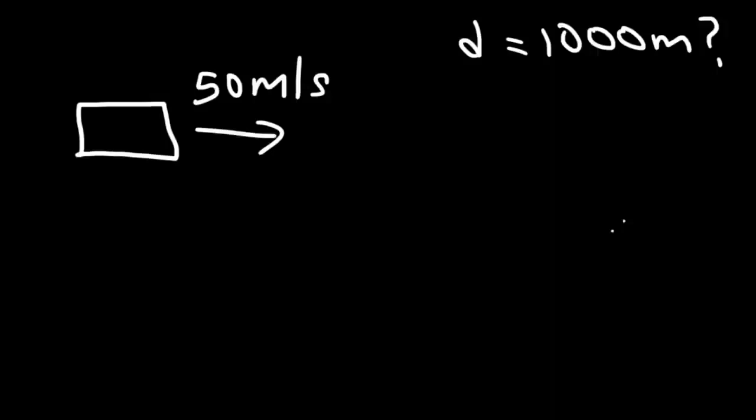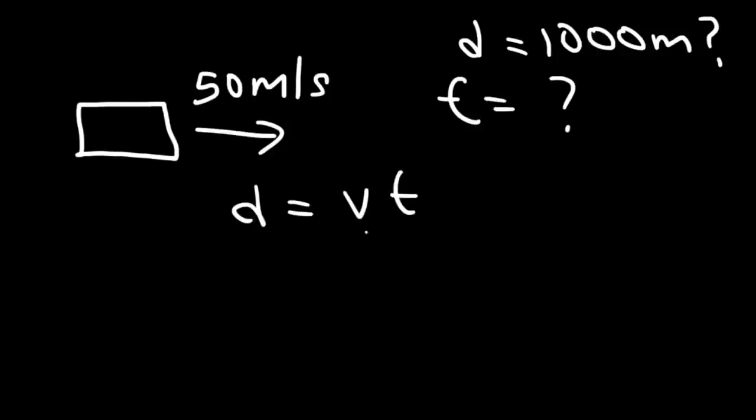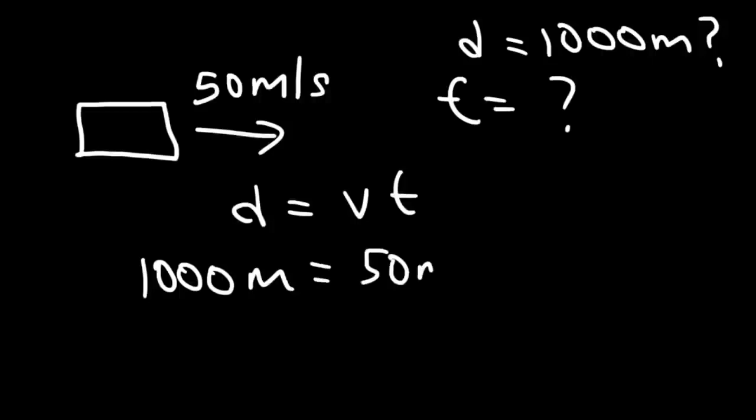So here's a question for you. Let's say you have an object that is moving at a speed of 50 meters per second. How long will it take for this object to travel a distance of 1,000 meters? So we're looking for the time. We could use this formula, D is equal to VT. The distance is 1,000 meters, V is 50 meters per second, and we need to calculate the time.